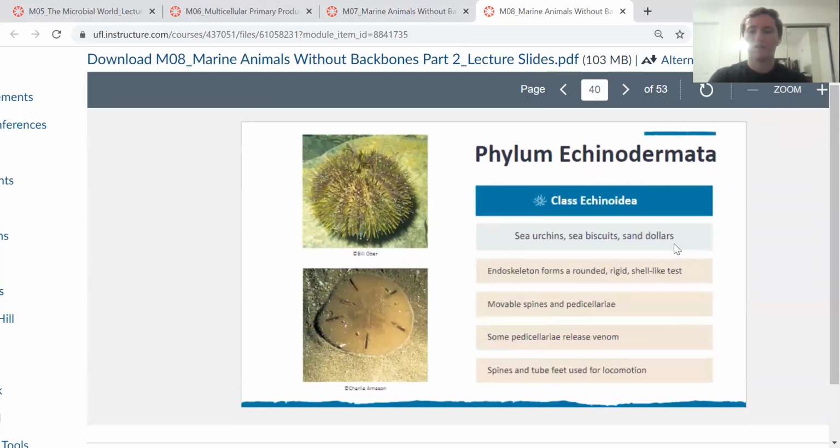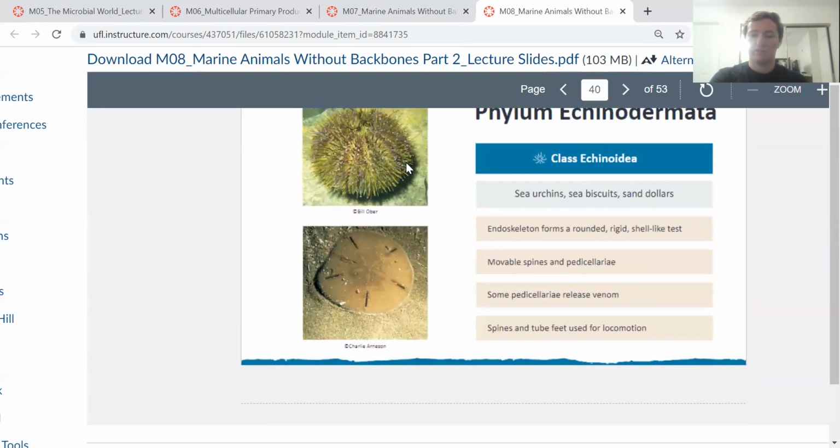Here are sea urchins and sand dollars. They have that hard exoskeleton. They have that Aristotle's lantern, which is a big mouthpiece at the very bottom that is used for feeding. So I definitely know about that.